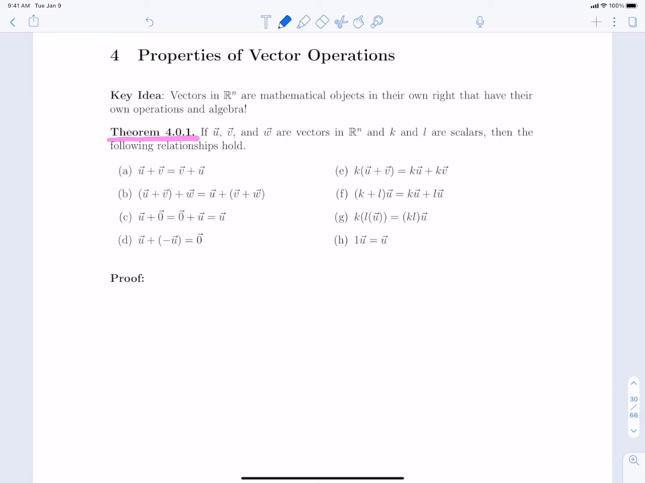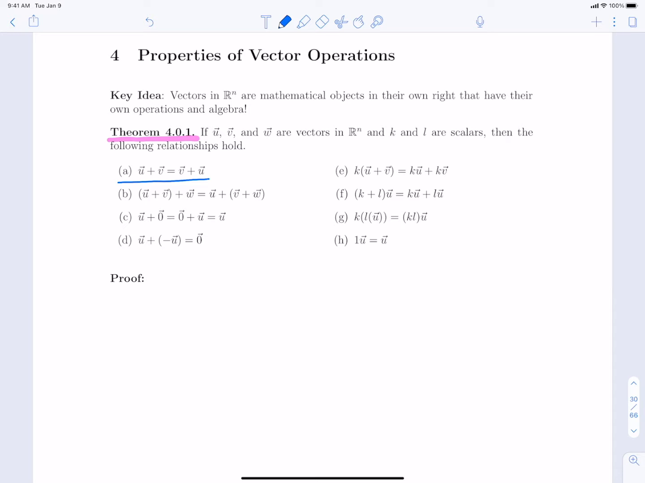So for example, my first vector operation property right here says that addition's commutative. u plus v is the same as v plus u. Now this might seem like a given, but at the same time, it only becomes a given or a theorem because it is true for every single real number component of these vectors, and it's only true for every single vector in Rn. So that's what makes it a theorem.